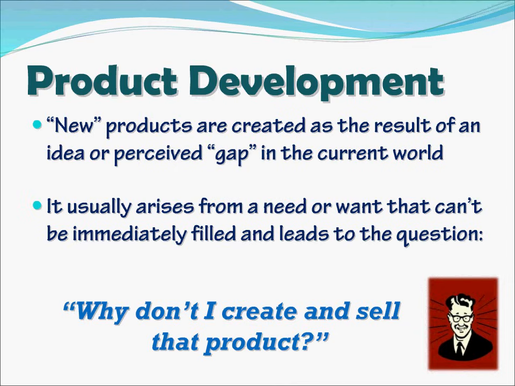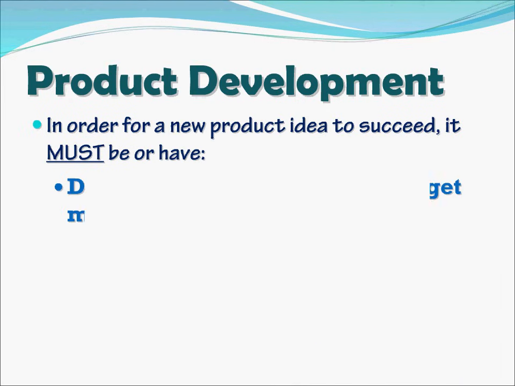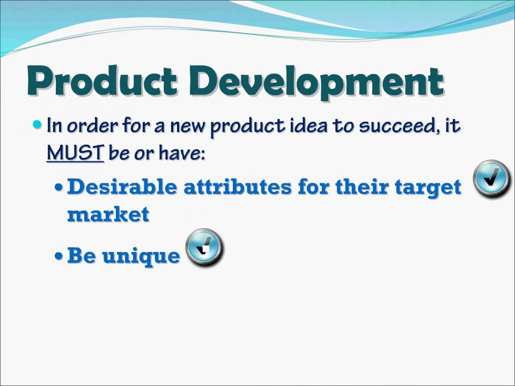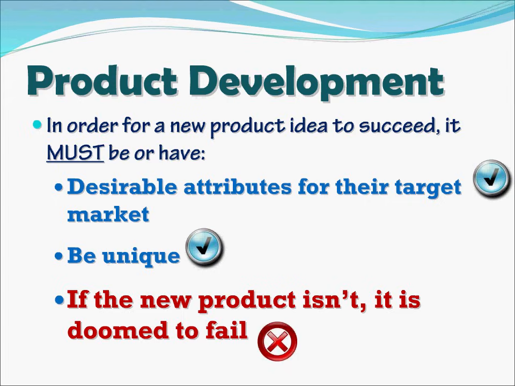So the question that every marketer needs to answer: why don't I just create and sell that product? If you can do it, then you will do it. And therefore, if a product is successful, it must have desirable attributes for the target market. It will be unique. And if it is not either of these things, it is doomed to fail.